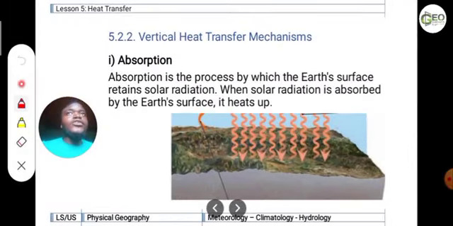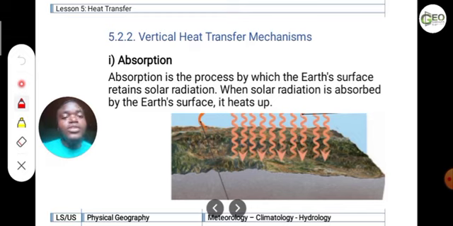Here we have absorption, which is the first. Absorption is a process by which the Earth's surface retains solar radiation. Remember, we said vertical heat transfer is the transfer of heat between the atmosphere and the Earth's surface. Here, if we mention absorption, we are referring to that process whereby the Earth's surface tends to retain solar radiation.